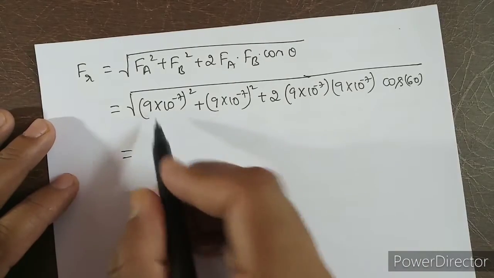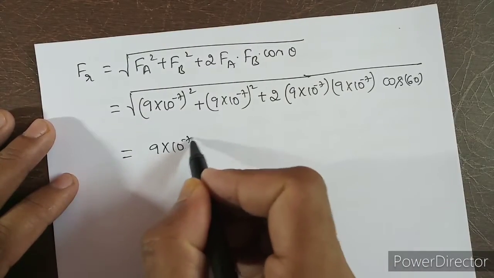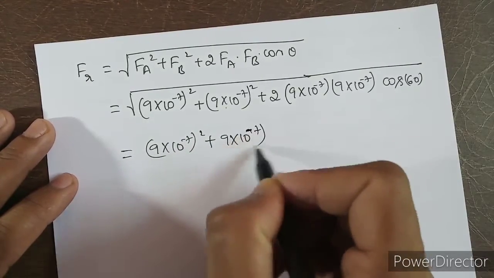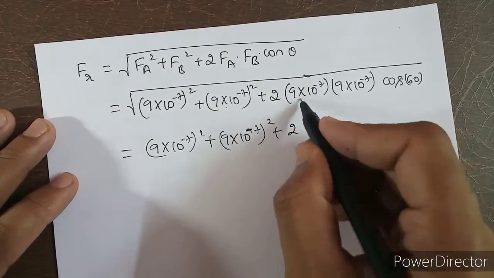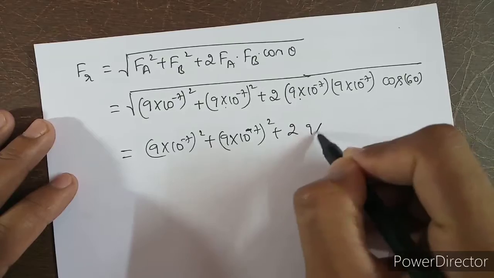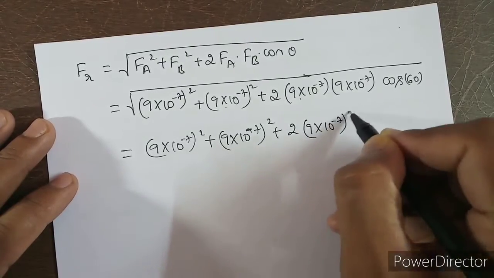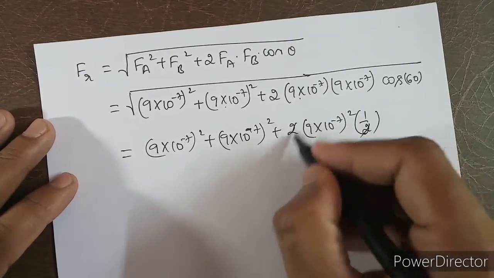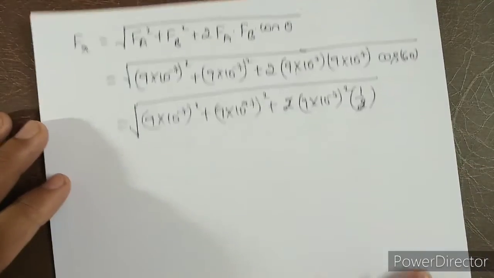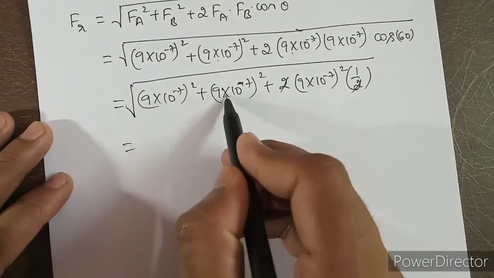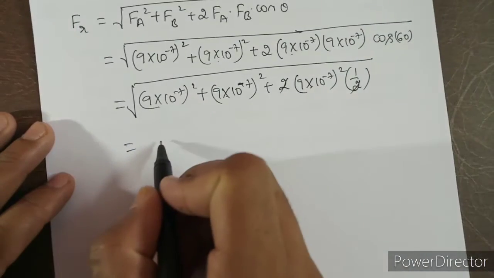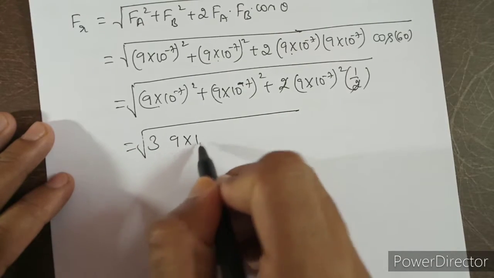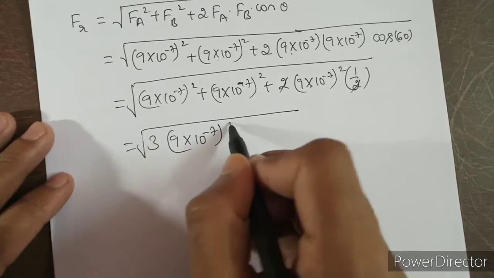So then that is equal to 9 into 10 to the power minus 7 whole square, plus 9 into 10 to the power minus 7 whole square, plus 2 into 9 into 10 to the power minus 7 into 9 into 10 to the power minus 7. Cos 60 is 1 by 2. Here 2 will cancel out within the square root. Then we have 1, 2, 3 times 9 into 10 to the power minus 7 whole square.